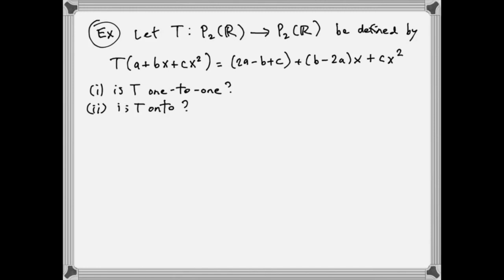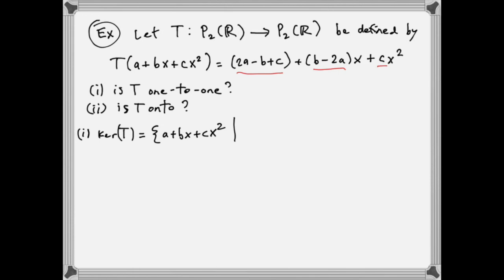Okay, so let's begin with the first question. Is T one-to-one? We need to figure out what the kernel of this map is. So the kernel of T is equal to the set of all polynomials such that the map sends it to 0. So in other words, we need all 3 of these pieces to equal 0.